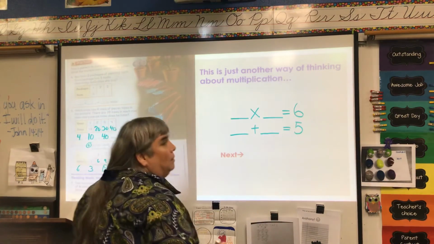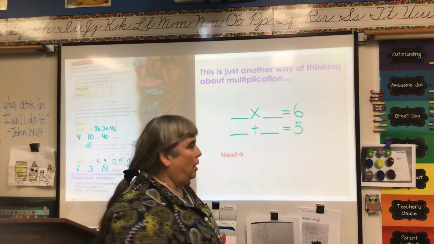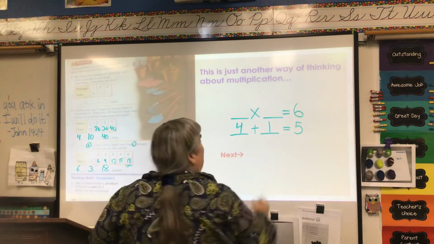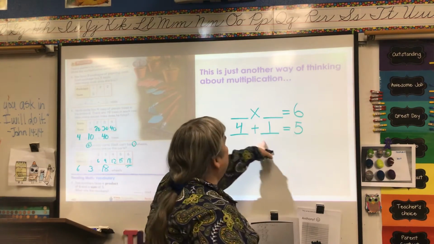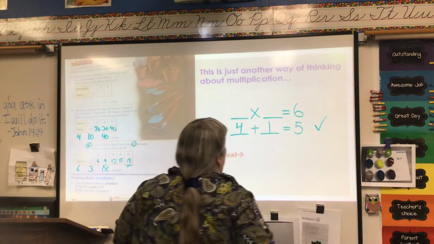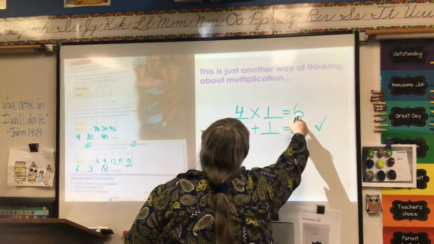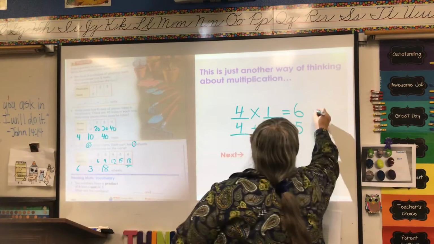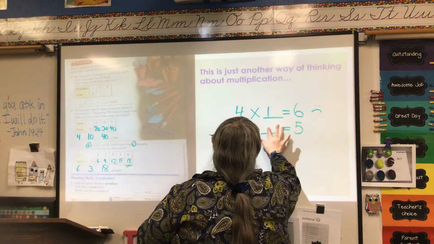So the easiest thing to do is start thinking of what numbers add up to 5. If I say 4 plus 1, I'm going to try those. So 4 and 1. Now watch this. 4 plus 1 is 5, so I got that right. But watch this. Is 4 times 1 equal to 6? No. So now I know, frowny face, that could not possibly be the answer.